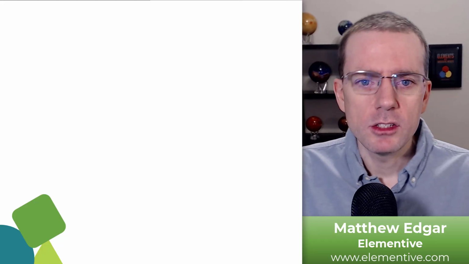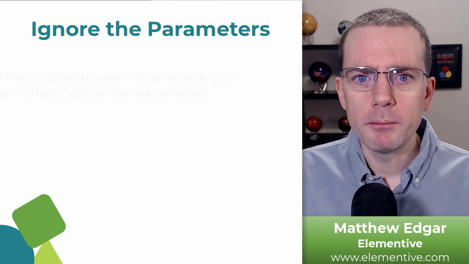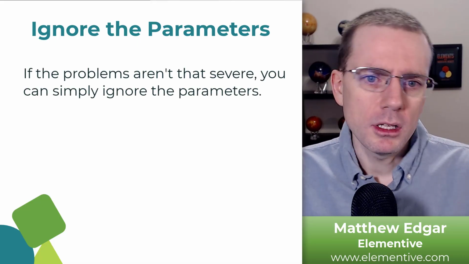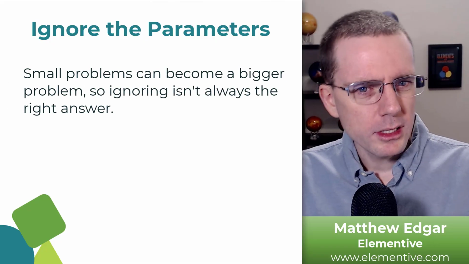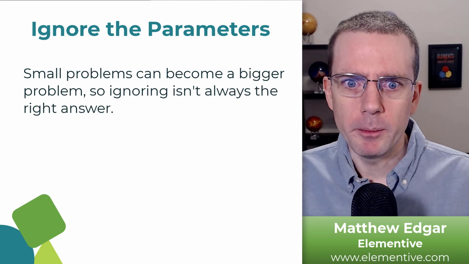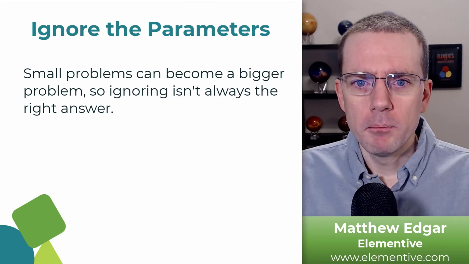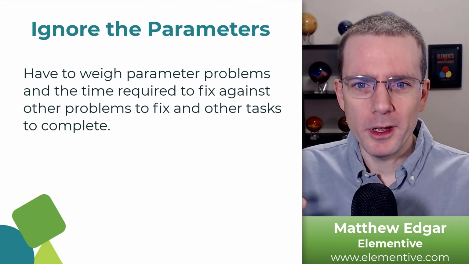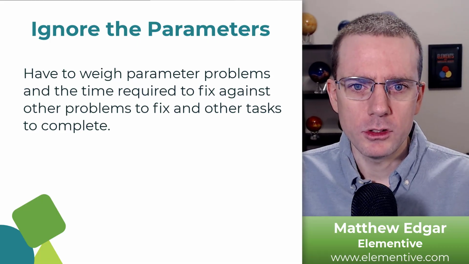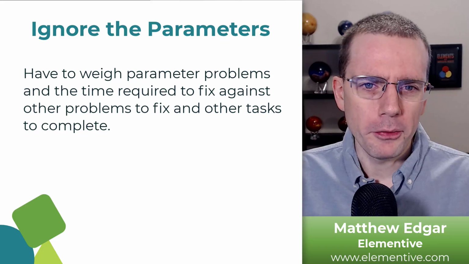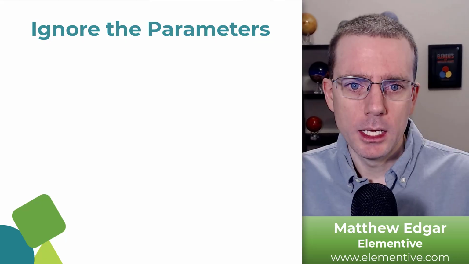Another option we have is we can simply ignore the parameters that exist. Sure, they might be causing a problem, but if the problems aren't that severe, you can simply ignore the parameters and just leave them alone. This isn't always the right choice because a small problem today can become a bigger problem tomorrow. So you could just fix it now while it's smaller, but we have to pick and choose what we can actually do on our website. And sometimes it's just not high priority enough to warrant fixing relative to all the other things that we have to do. So you can safely ignore it if the problem isn't so bad.